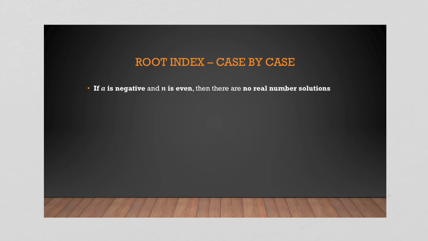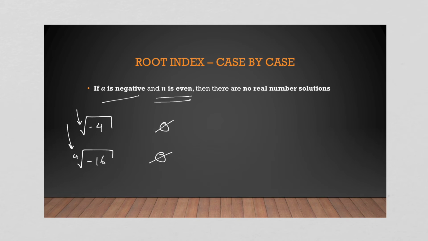So now, if a is negative, now this time we're going to have, say, the square root of negative 4 or the fourth root of negative 16. If n is even, so square root or fourth root, we have no solution. So we say a 0 with a line through it. Because what this is asking you is to take the same number and multiply it by itself. So either that or that in this instance.